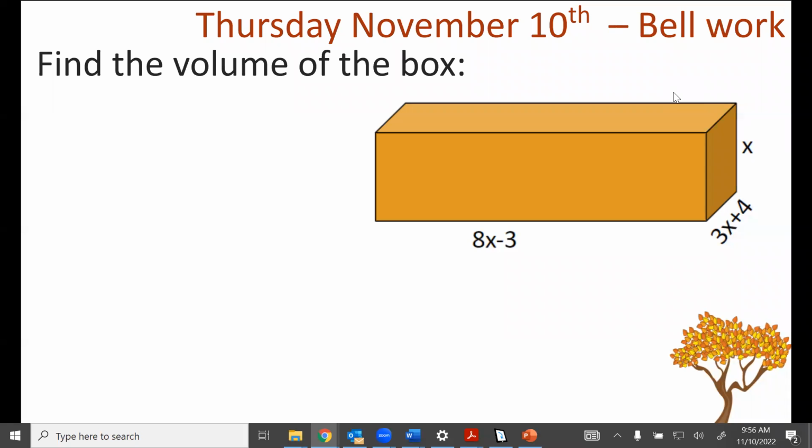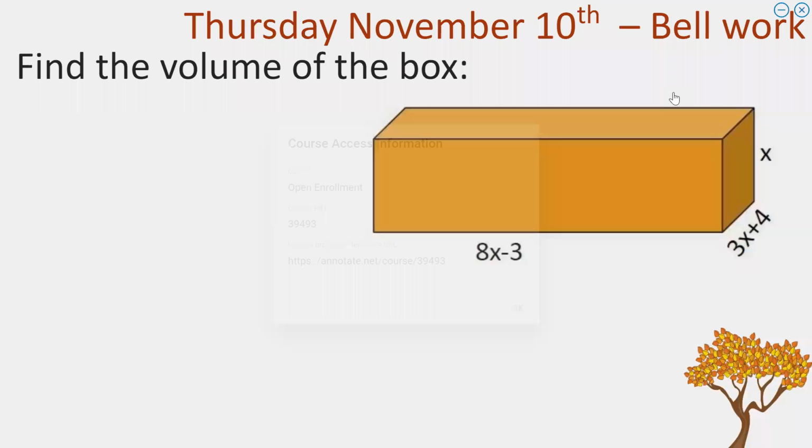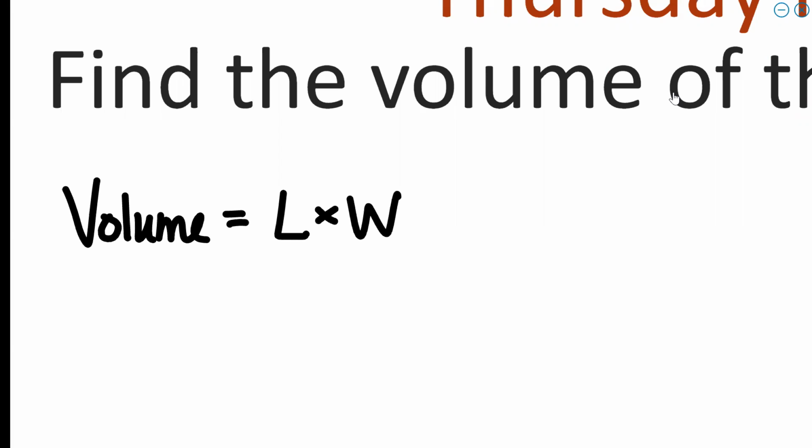And I want to talk through how we would solve this. How do you find the volume of a rectangular prism, a box? Length times width times height, yes. So volume is equal to length times width times height.